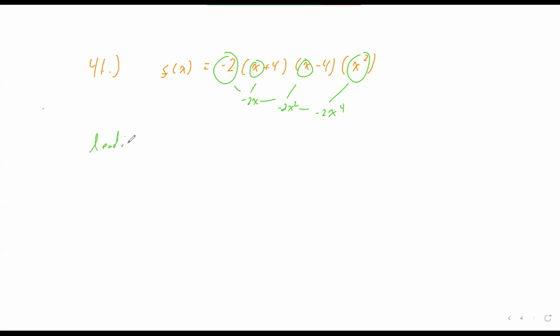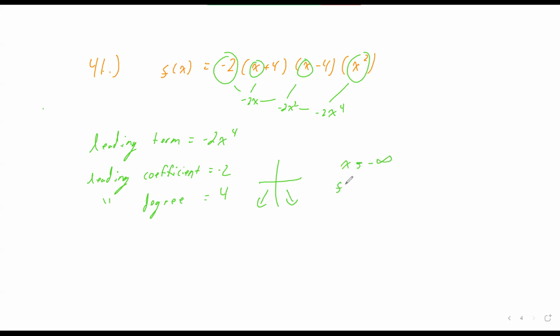So our leading term is negative 2x to the fourth. The leading coefficient is negative 2. And the degree is 4. So again, this is now a negative even. So that means my function will now do this. So then I go, all right, well, that will tell me that as x approaches negative infinity, f of x will approach negative infinity. And as x approaches positive infinity, f of x will approach positive infinity.